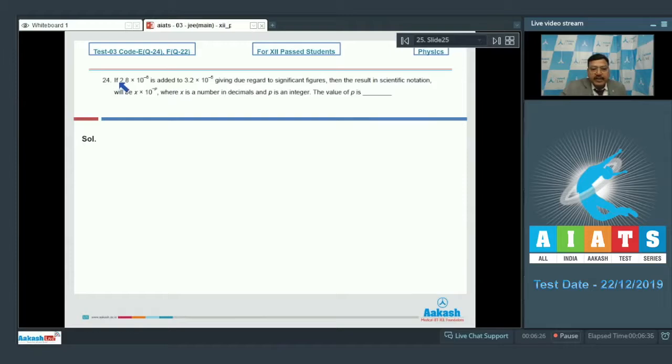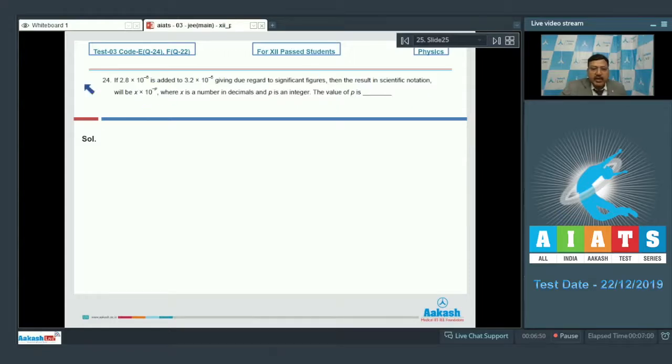Question 24 says, if 2.8 into 10 to the power minus 6 is added to 3.2 into 10 to the power minus 5, giving due regard to significant figures, then the result in scientific notation will be x into 10 to the power minus p, where x is a number in decimals and p is an integer. The value of p is.